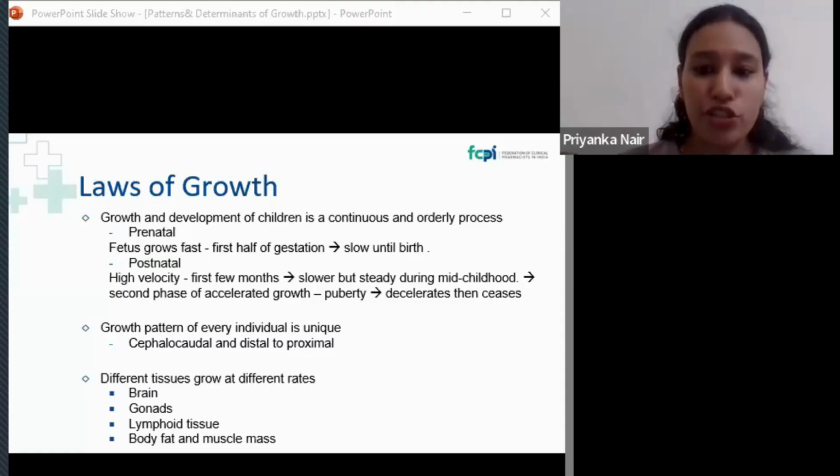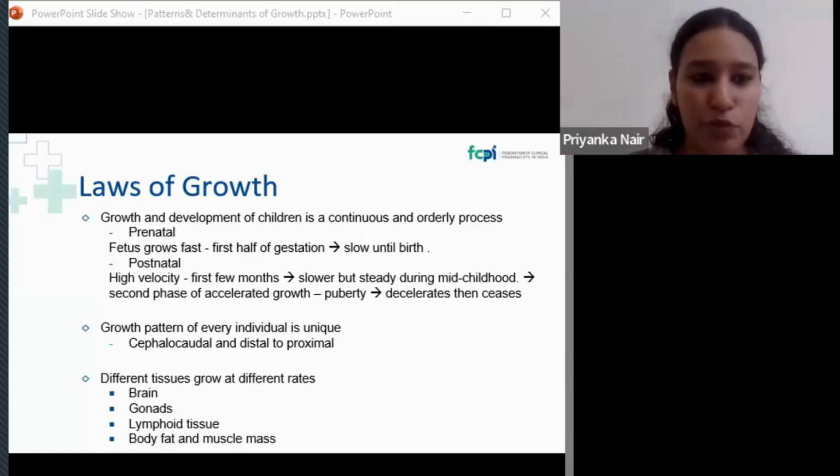In case of body tissue, body fat and muscle mass, basically we have two types of body tissues. That is the fat and fat-free components. The lean body mass includes muscle tissue, internal organs, and skeleton, and they contain only a small amount of fat.